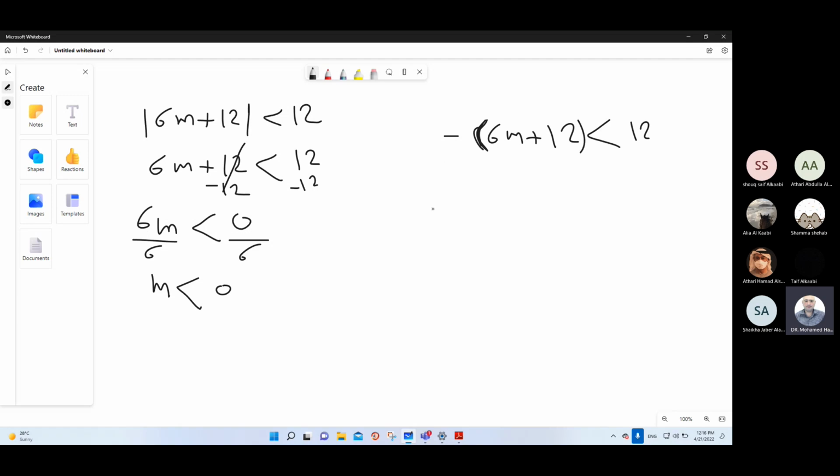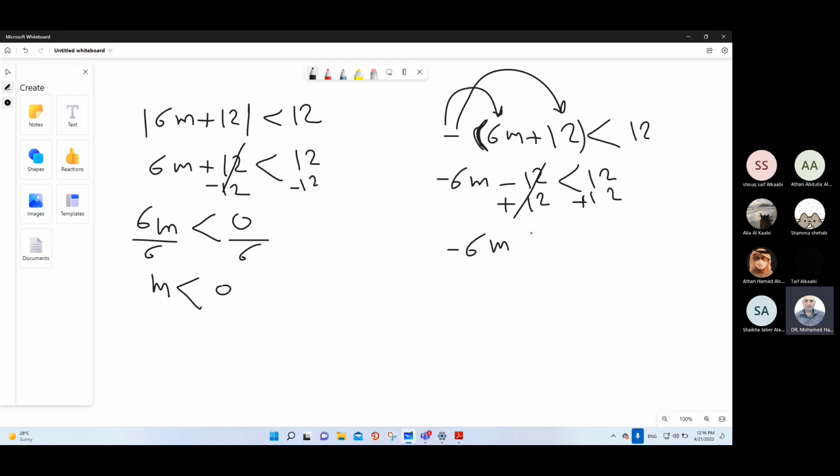And here we can use the distributive property. Take minus times 6m will be minus 6m. Then take minus times 12 will be minus 12, less than 12. To solve this inequality, try to remove negative 12 from here, so add the inverse, plus 12 here and plus 12 here. So negative 12 and plus 12 will be 0. So we have in this side negative 6m less than 12 plus 12, which will be 24.